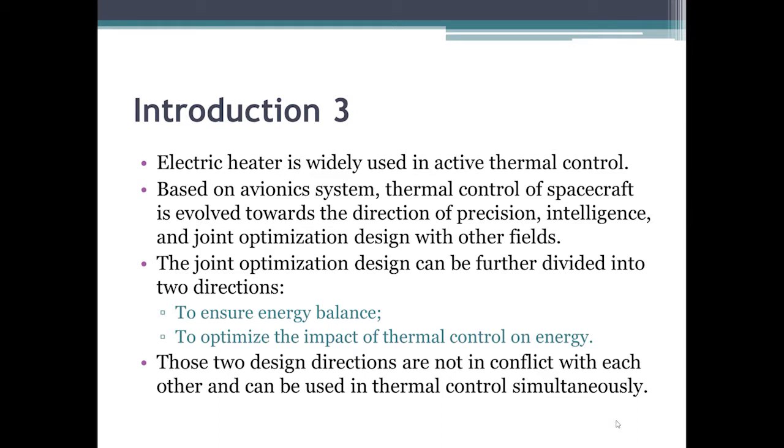Based on avionics system, thermal control of spacecraft is evolved towards the direction of precision, intelligence, and joint optimization design with other fields. The joint optimization design can be further divided into two directions. The first is to ensure the energy balance of spacecraft, and the second is to optimize the impact of thermal control on energy. Those two design directions are not in conflict with each other, and they can be used in thermal control simultaneously.